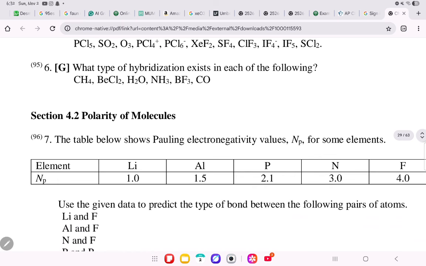We'll move on to question number 6. What does it say in question number 6? They said, what type of hybridization exists in the following? So I'm not going to waste my time and draw them. I'm going to leave it for you guys. I'll give you the shapes of each one. CH4 is tetrahedral.